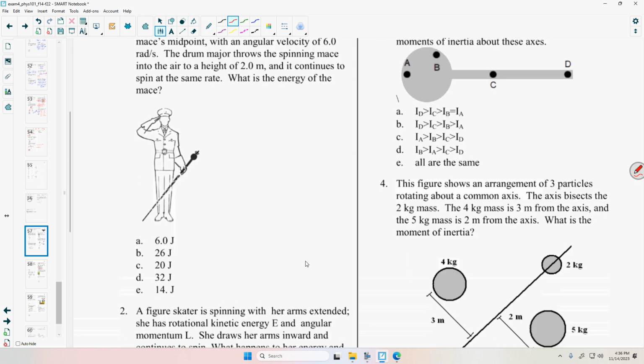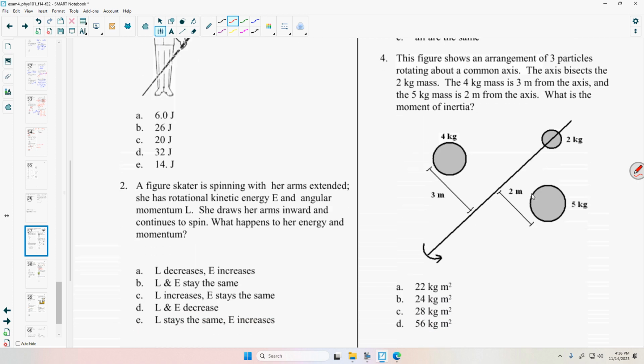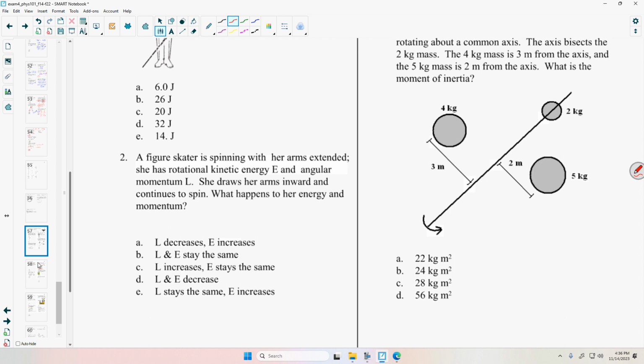All right, you're going to have some where you're calculating moment of inertia for a system of particles. Remember, that's just mr squared. Just do that for each particle and then add them up. Other particular questions, y'all? Yeah, of course.